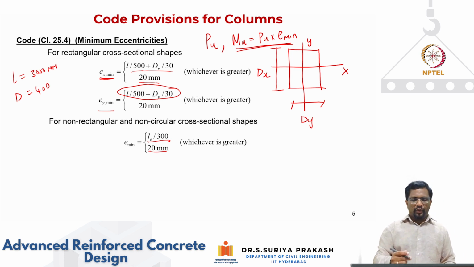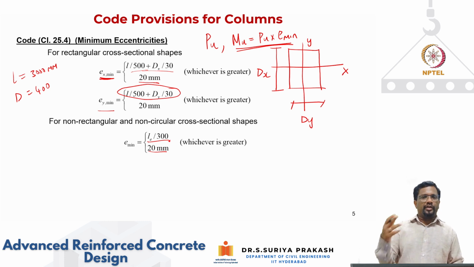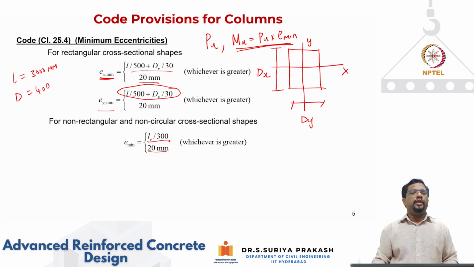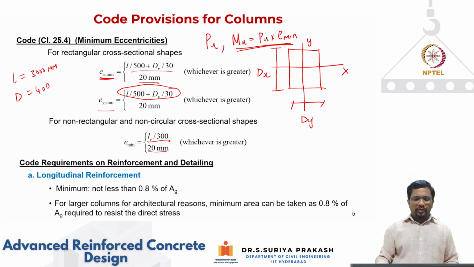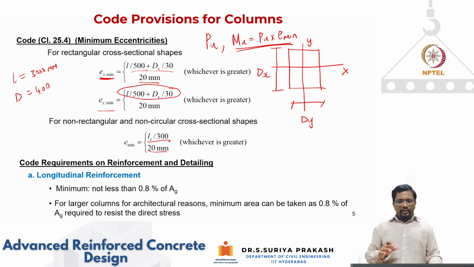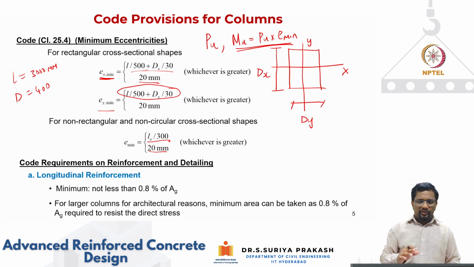Okay, this is for non-rectangular and non-circular cross-sectional shapes. If you have a hexagonal or polygonal shape column, then you calculate your effective length and use it for your minimum eccentricities to be used in your design. So that's what the code says. Now let's see what the code requirements are for reinforcement, minimum reinforcement and detailing.